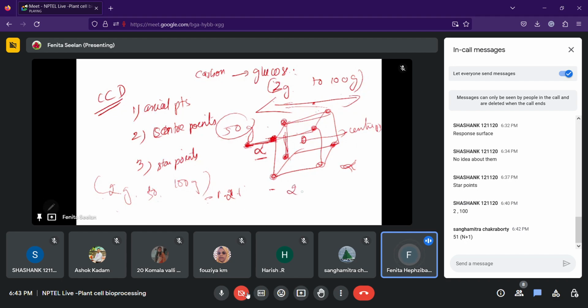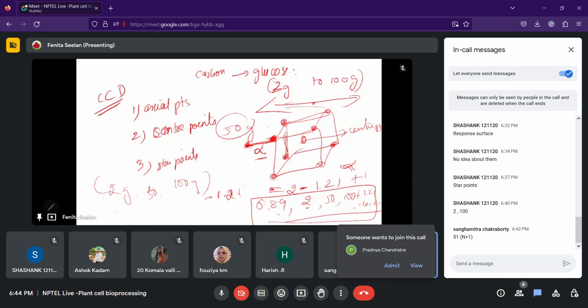Your one axial point is 2, so we will go to the minus alpha side: 2 minus 1.21. What is the answer? That will be your star point. Then your 2 gram, which is an axial point. Then your center point, which is 50. Then your 100, which is another axial point. Then your plus alpha, which is this side, 100 plus 1.21, which is 101.21. So these are the 5 points which will be needed for placing your CCD design.